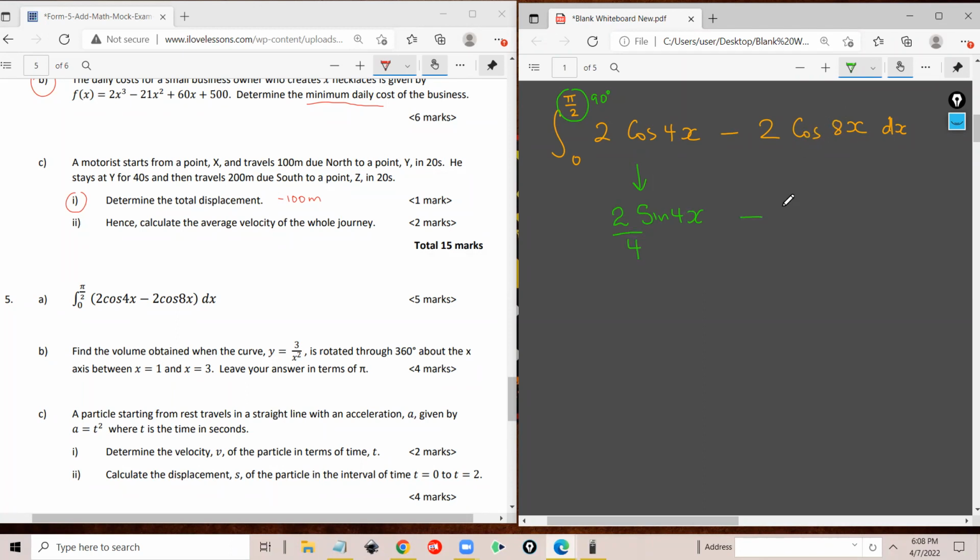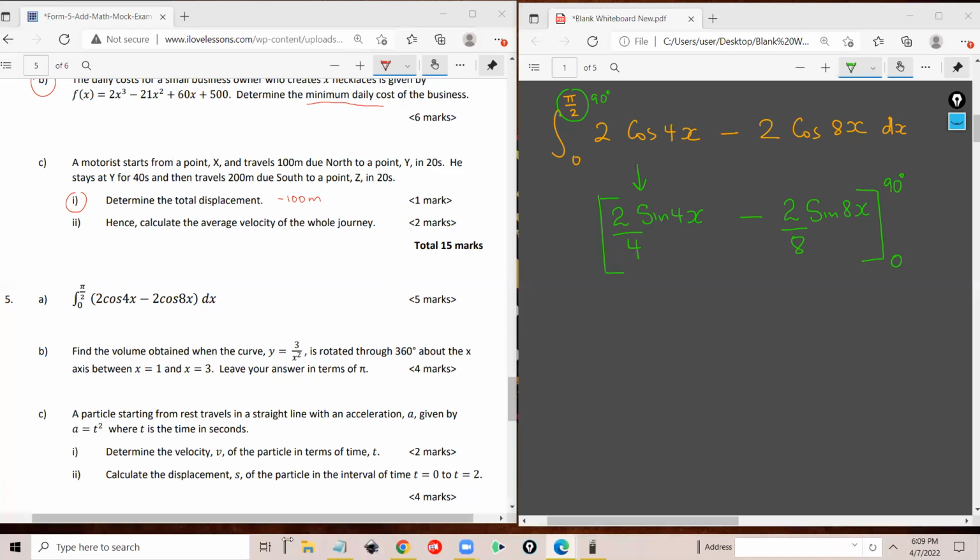And it's the same concept here. The examiner kind of made it easy: 2 sine 8x, and of course the 8 goes underneath. Obviously 2 on 4 could simplify and 2 on 8 could simplify. But after you do that, you put your little square brackets, 90 and 0. You replace both x's here with 90 and then both x's here with 0, and you minus both answers.